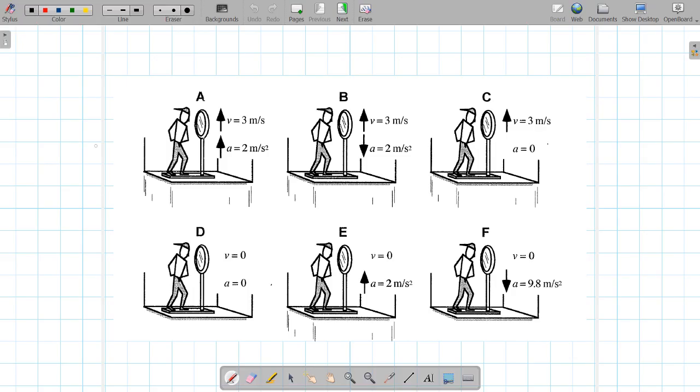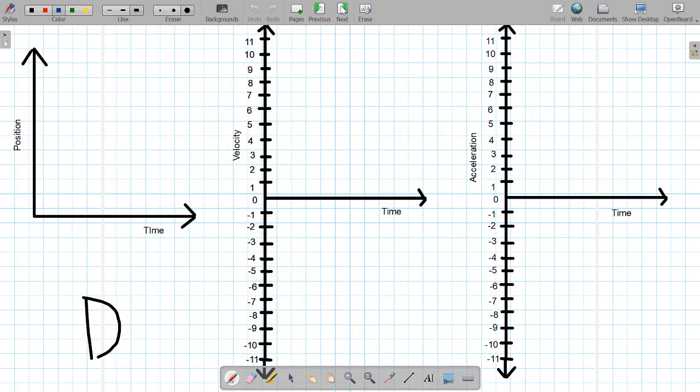So let's start this video with situation D. Situation D here says we have 0 velocity and 0 acceleration. Well, 0 velocity and 0 acceleration basically just means we're at rest. Anytime we're not moving, we're at rest. On a position time graph, anytime you're at rest, that just looks something like this. You can just draw a straight line anywhere you want through your position time graph to represent that you're at rest, right? Because when you're at rest, your position just stays constant with time.